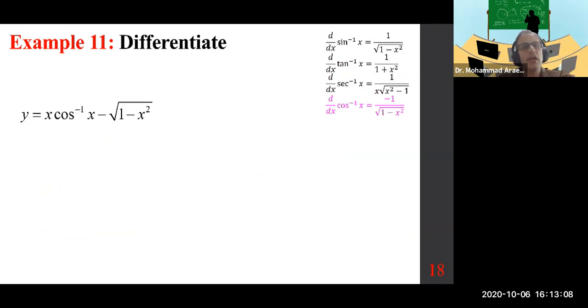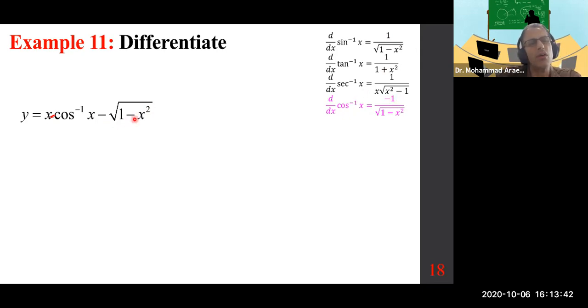X cosine inverse of x minus the square root of 1 minus x squared. Again, let's put a raised dot between x and cosine inverse, so we know it's a product rule. So what is the derivative of x? Simply 1 times cosine inverse. What is the derivative of cosine inverse? Negative 1 over the square root of 1 minus x squared. So this is sine inverse. Cosine inverse has negative 1 in front. Okay, class? And then minus.